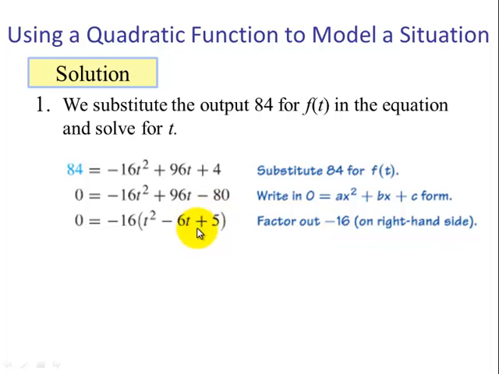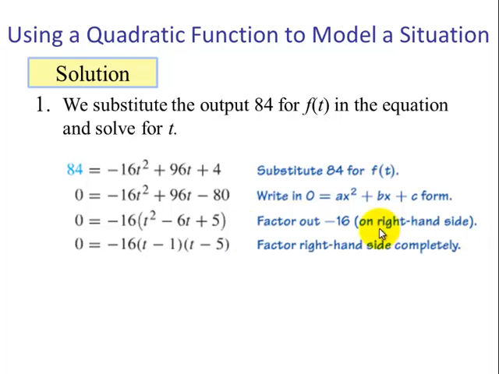So what two numbers multiply to give me 5 and at the same time add up to give me a negative 6? Since c is positive and b is negative, both factors will be negative. So we have the binomial t minus 1 times the binomial t minus 5. And by the 0 factor property, either this binomial is 0 or this one's 0. We set them equal to 0 and solve. We see that t is equal to 1 and t is also equal to 5.